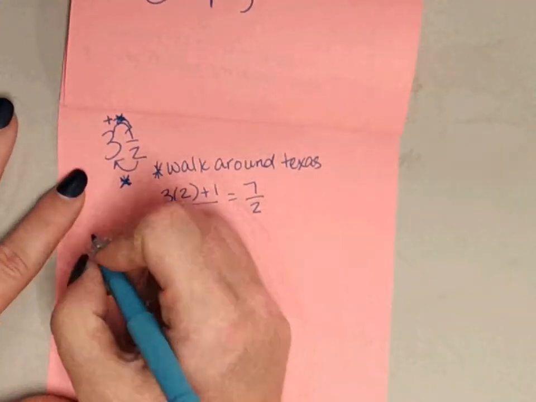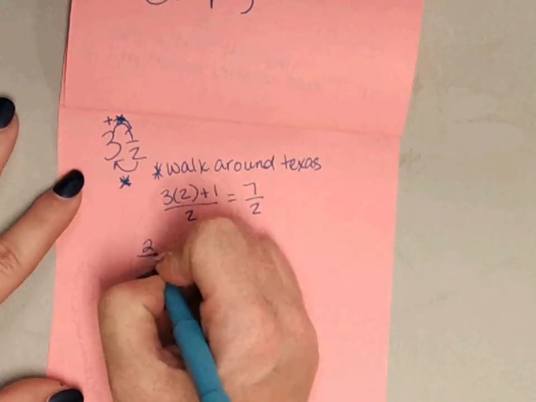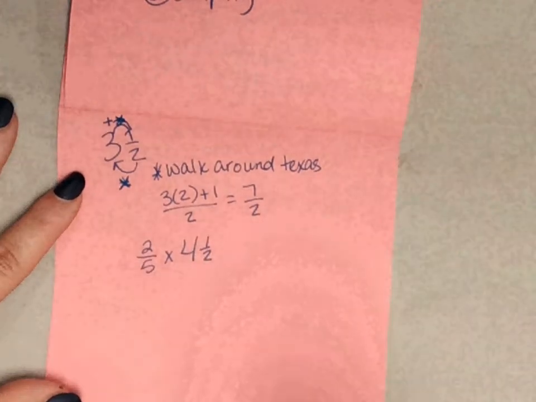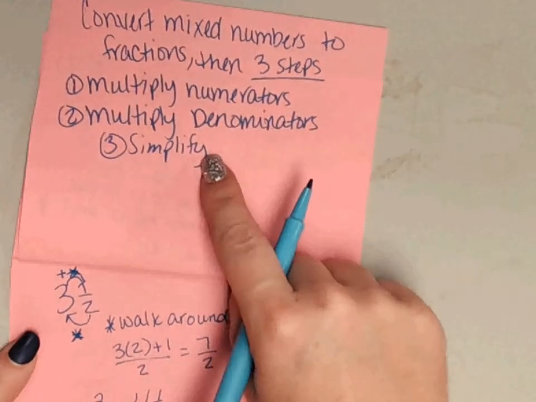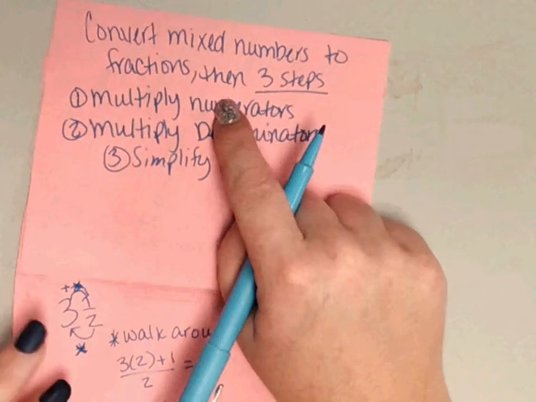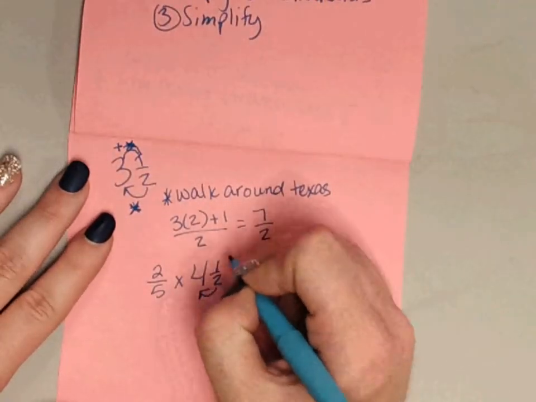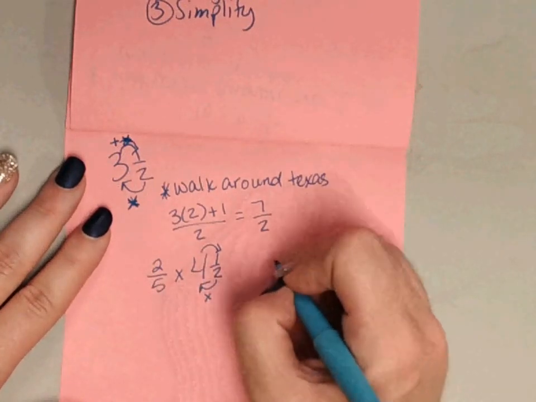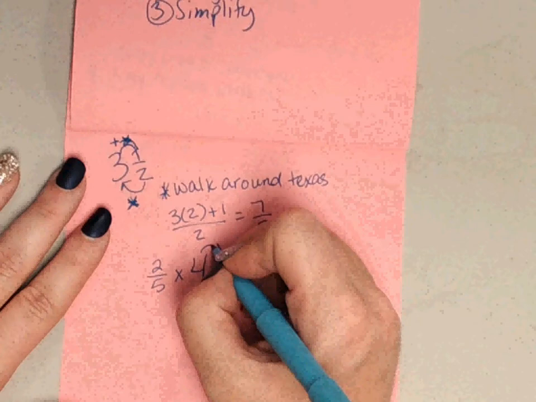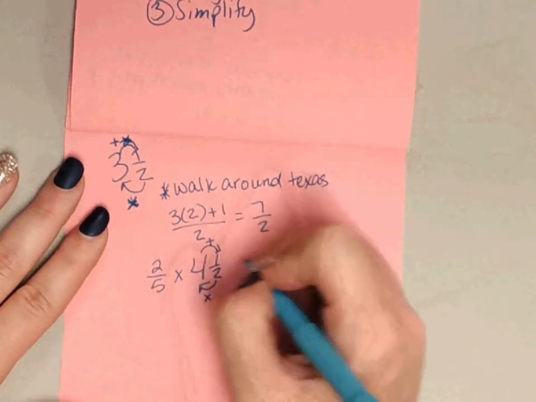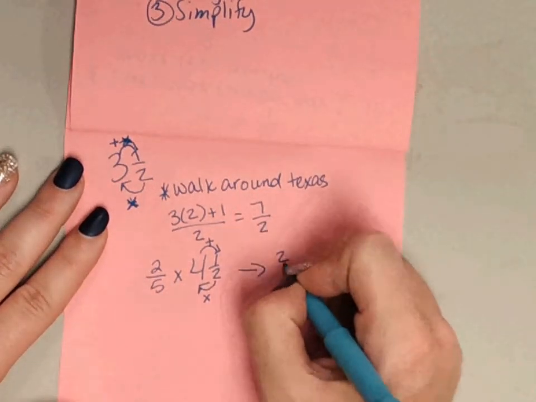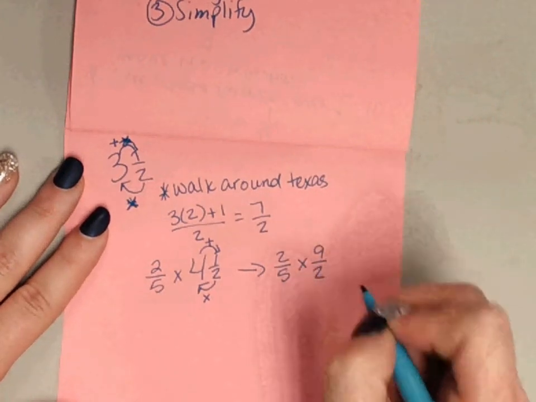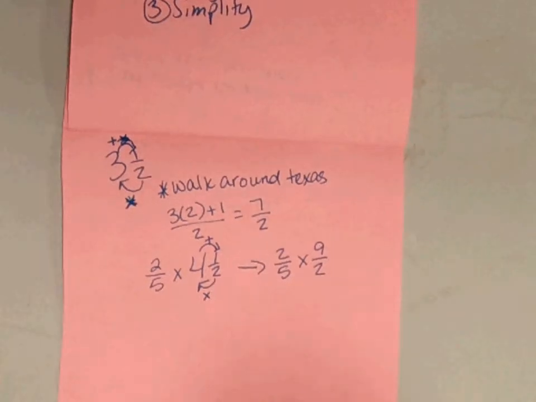Okay, so for our example, we're going to do 2/5 times 4 and 1/2. So before we can do our 3 steps and multiply this, we have to convert our mixed numbers to fractions. So we have to do our walk around Texas. Hopefully I'll do it right this time. We'll do 2 times 4, which is 8, and then 8 plus 1, which is 9. So this is 2 over 5 times 9 over 2. That's what our problem should look like.